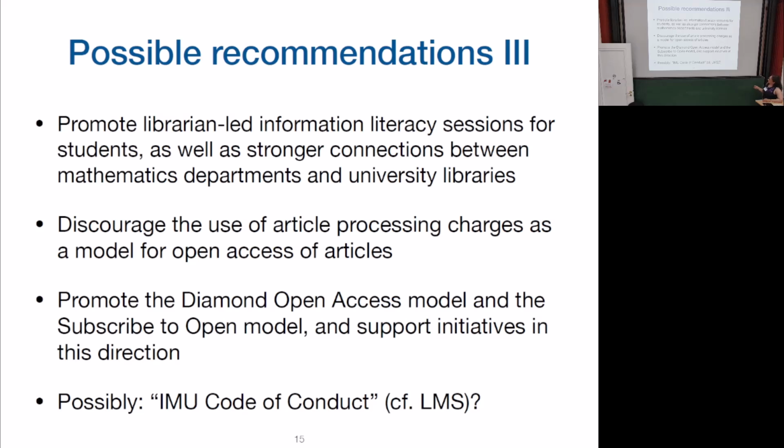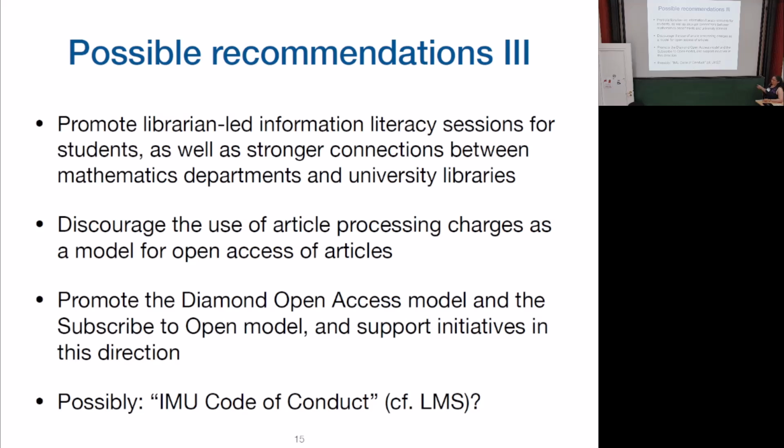At the end of all these discussions, we would like to discourage any use of article processing charges as a model for open access of articles, right? And to make this a clear statement of the IMU. Moving to the past. And promote the less well-known options like Diamond Open Access and the Subscribe to Open model.